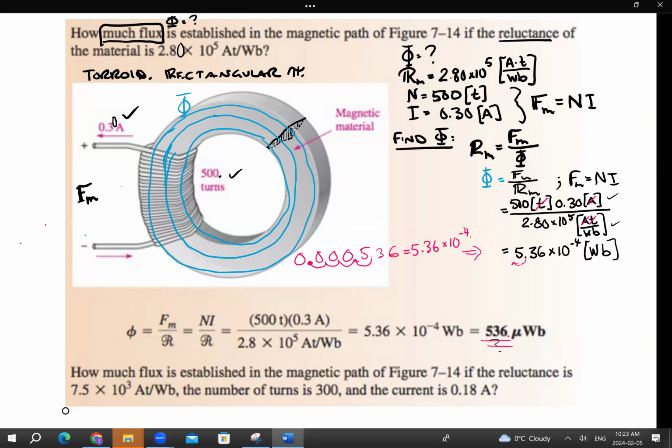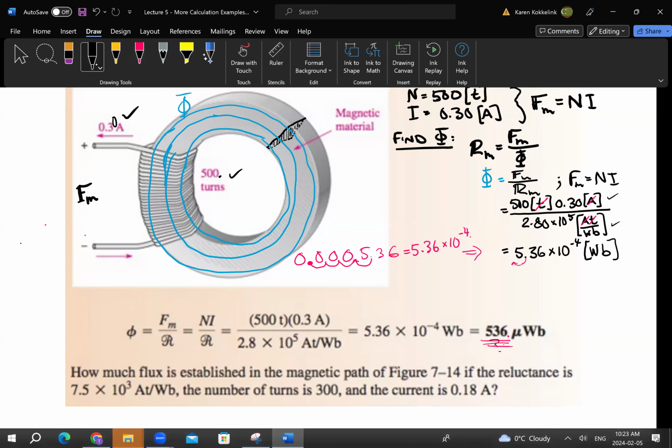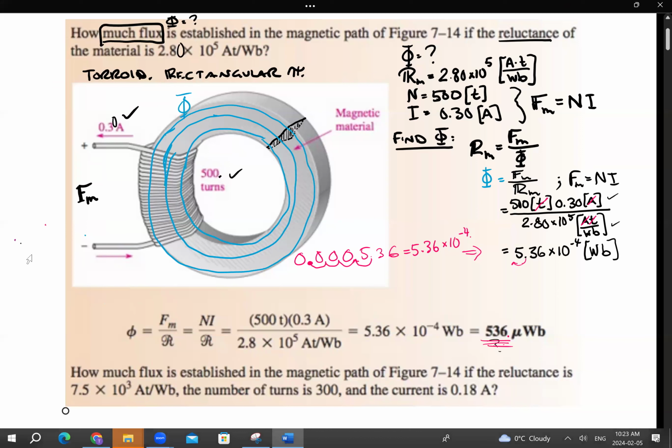Okay. But the question is saying it's 536 microweber. Well, I like that. I think they've been pretty smart with that, because what they've done is they have taken that decimal place and they've gone 1, 2, 3, 4, 5, 6. And now they've got it here. So 536 microweber. Micro meaning six decimal places.